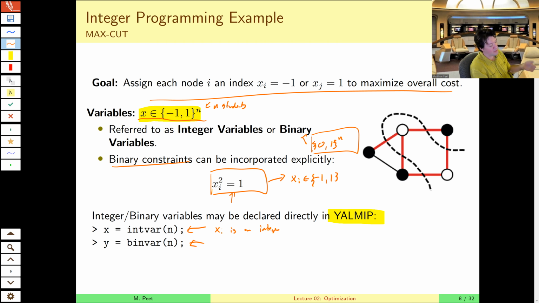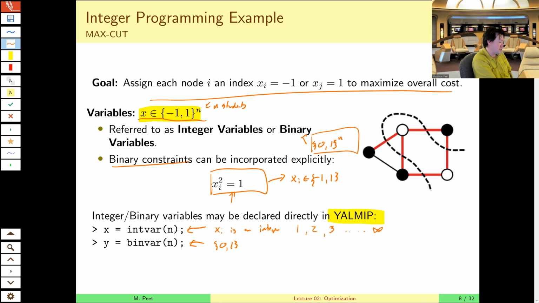But that means it can be 1, 2, 3, all the way on, so there's an infinite number of choices. Conversely, if you say y is binvar, that makes all the elements of y binary variables. So that means 0, 1, I believe. I double checked the documentation on binvar; say help binvar, but I'm pretty sure that it's 0, 1. Again, YALMIP makes these types of variable constraints relatively easy to implement.